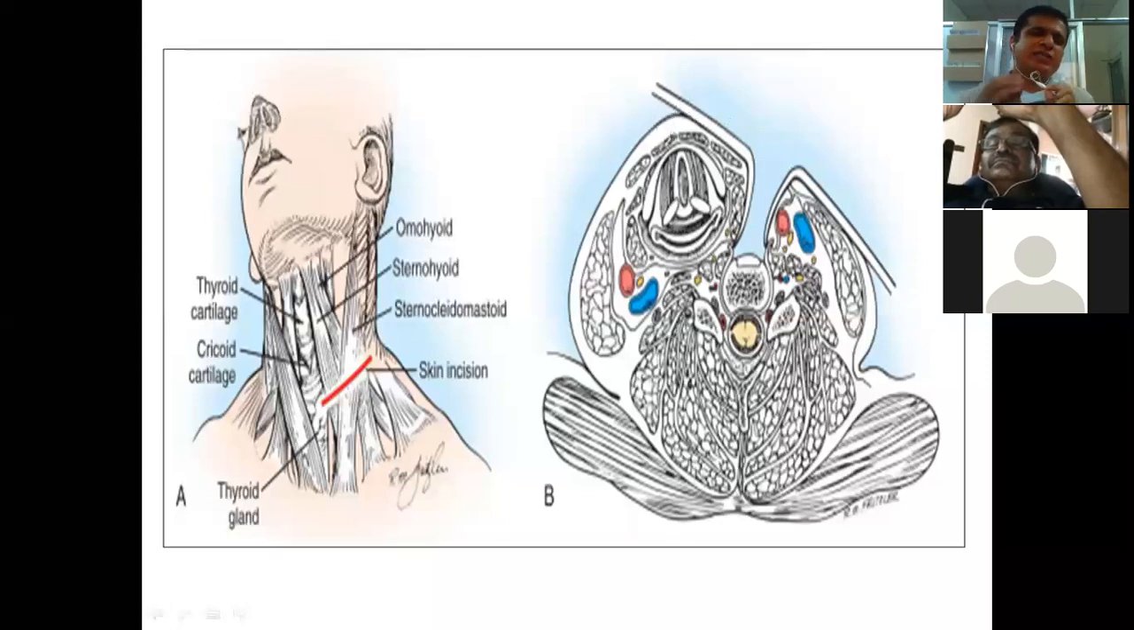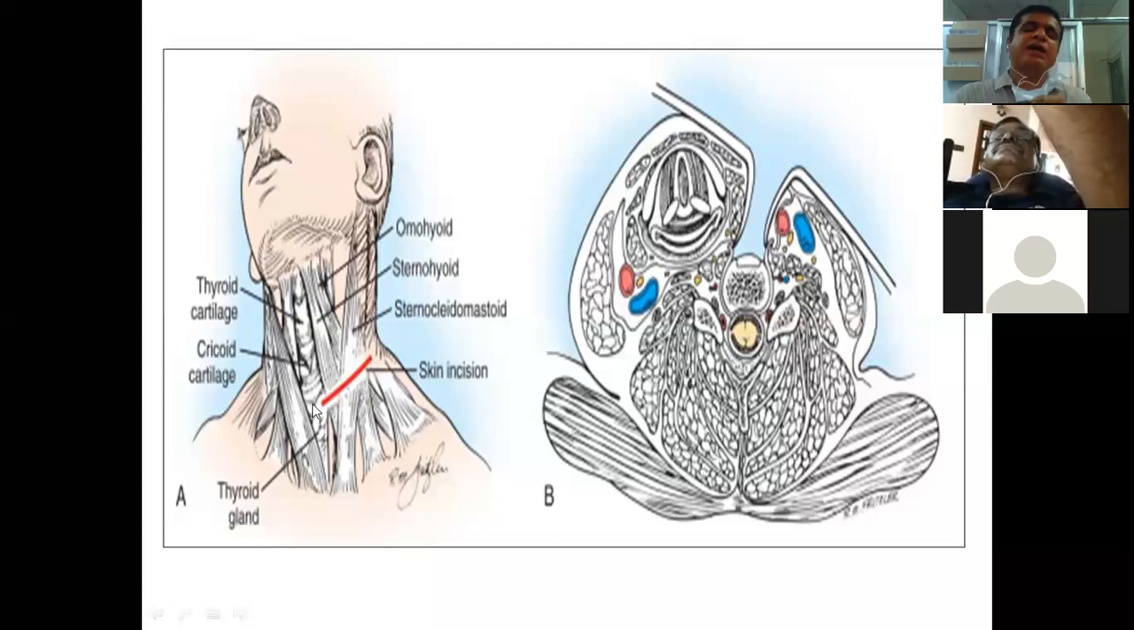So usually what is the approach we use? We use the anterior Smith-Robinson approach. So you can see here the anatomy. This is the sternocleidomastoid. These are the strap muscles. In the center we have the trachea. Usually we mark the level under the C-arm. We can go for a horizontal skin incision, because when we use a vertical skin incision, the scar will be very, very ugly.